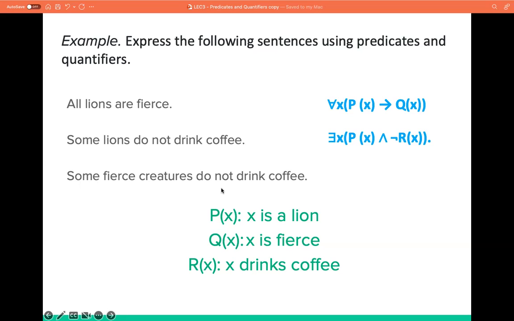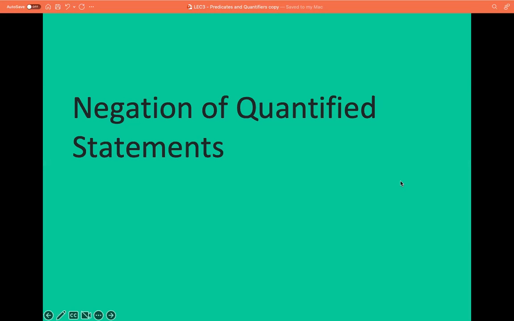And third is, some fierce creatures do not drink coffee. From the statement itself, it says some, meaning there exist some fierce creatures Q of x such that these creatures do not drink coffee. Okay, now let us proceed to the negation of quantified statements.